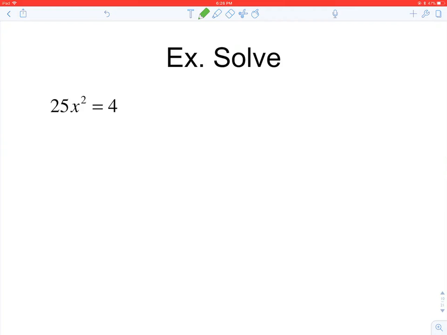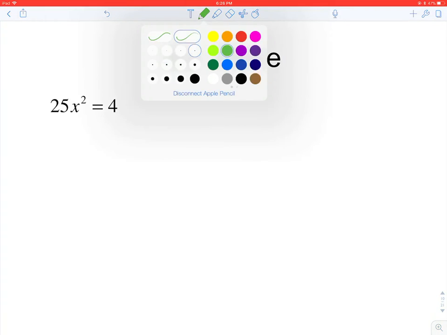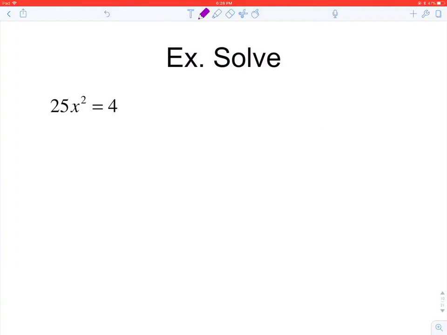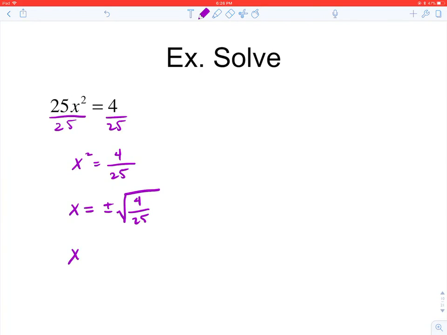Okay, I'm going to skip the you tries. So this is just kind of a step up in difficulty or complexity. We need to first isolate the x squared, so we're going to divide by 25. So we'll get x squared equals 4/25. When we take the square root of each side, we get x equals plus or minus the square root of 4 over 25.